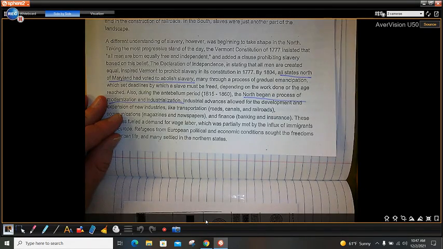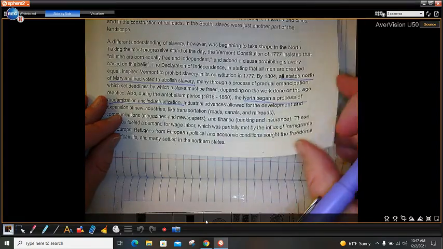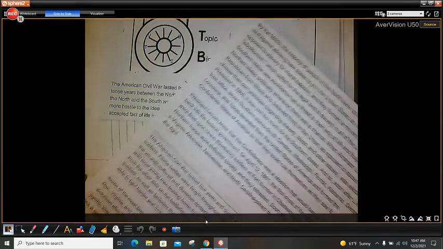The biggest reason that people fought over whether or not people should have been slaves is because of money. It's not the only reason, but it's the biggest reason.